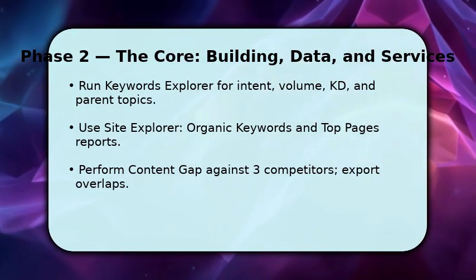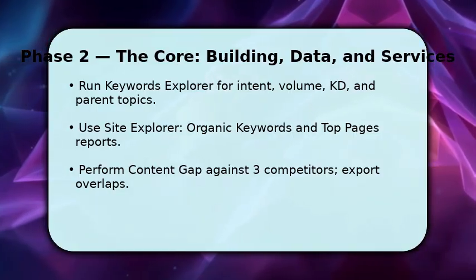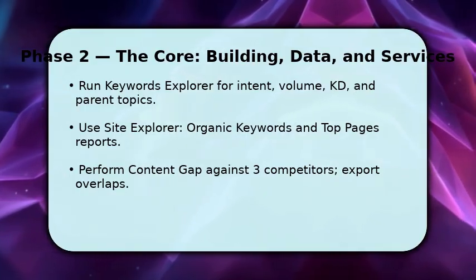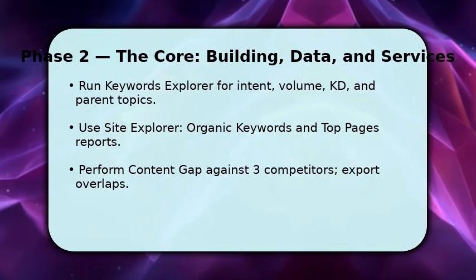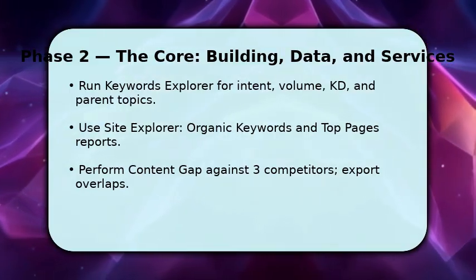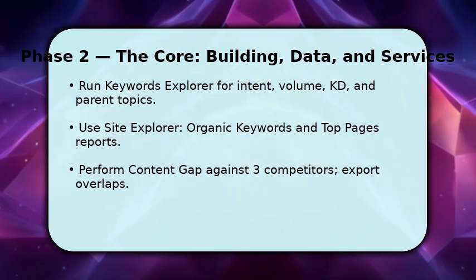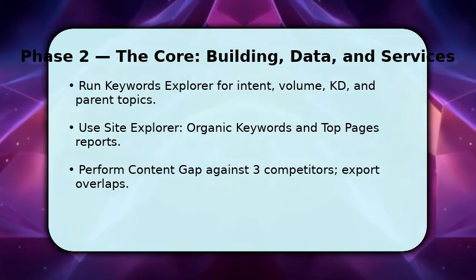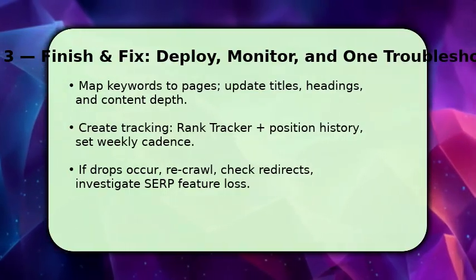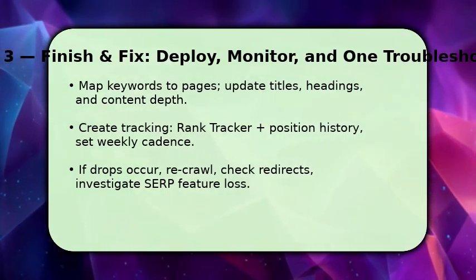Then run a content gap analysis against 3 competitors to reveal keywords they rank for that you don't. Export the overlaps and prioritize by traffic potential. Make sure to filter out branded terms and false positives before moving to content plan. Map each prioritized keyword to the most relevant page and then optimize, update meta titles, H1s, and content depth with semantic terms and internal links.